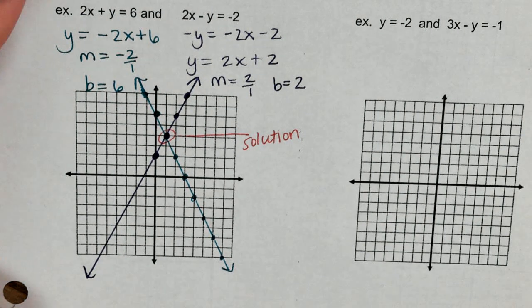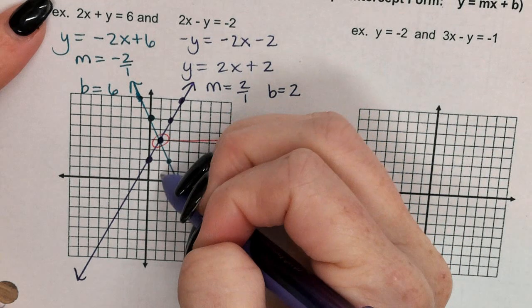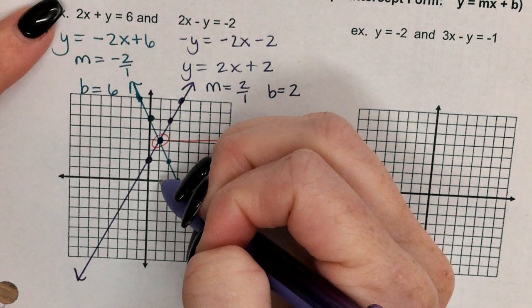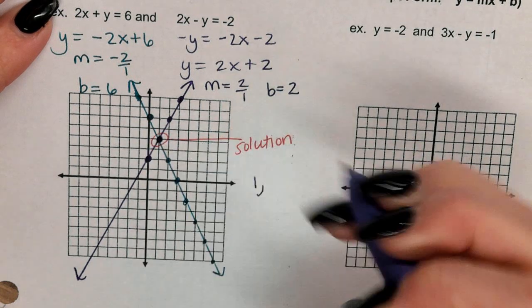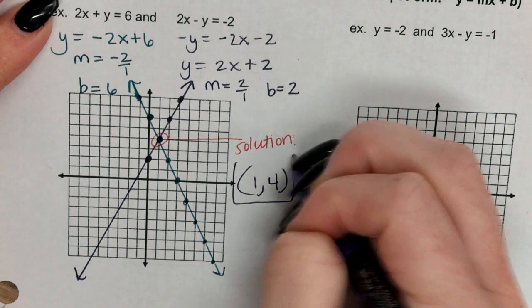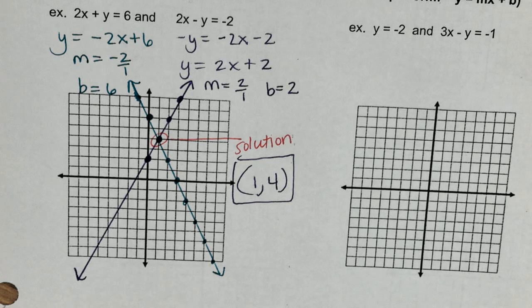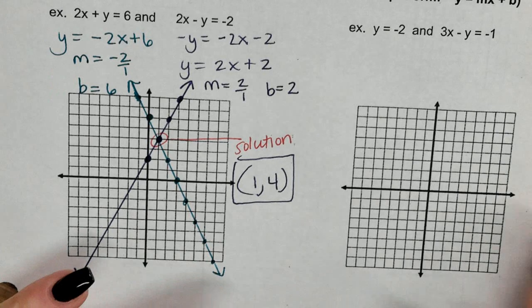So where am I at on the x-axis here? On the x-axis, I am at 1. Where am I at on the y-axis? 4. And that is the answer. Easy? Okay, let's do the next one.